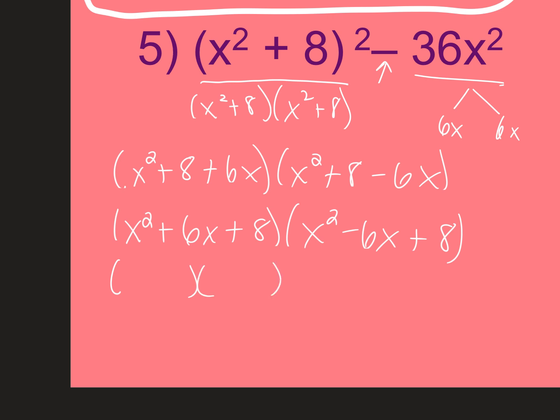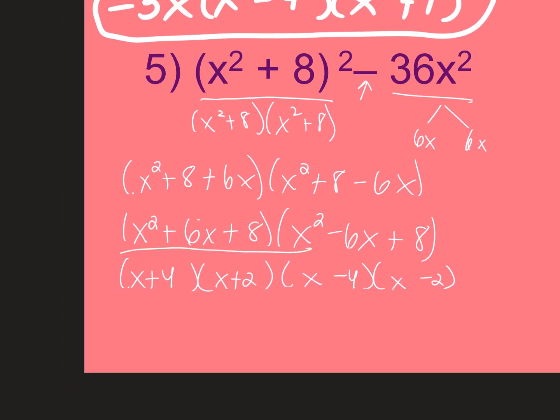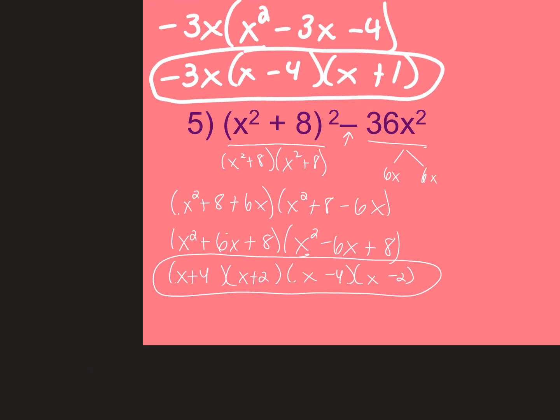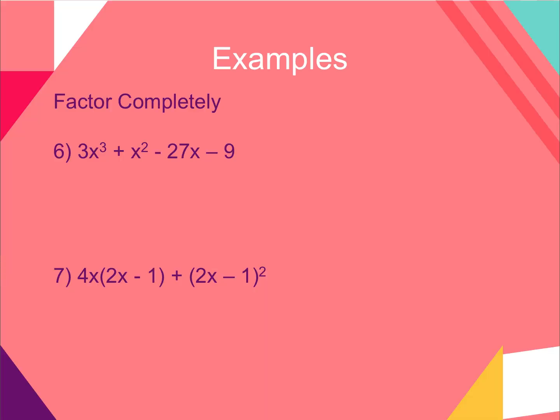Are there factors of positive 8 that'll multiply to give me positive 8, but add to give me 6? And you guys would tell me, yes, positive 4 and positive 2. So I have x plus 4 and x plus 2. So now I come over here and I say, are there factors of positive 8 that'll multiply to give me positive 8, but add to give me a negative 6? And yes, it's now negative 4 and negative 2. So x minus 4, x minus 2. And now that is fully factored. It's a little tricky, that one. You've got to make sure you're checking all of the patterns to say, okay, look, this looks a little different, but it is the difference of perfect squares.